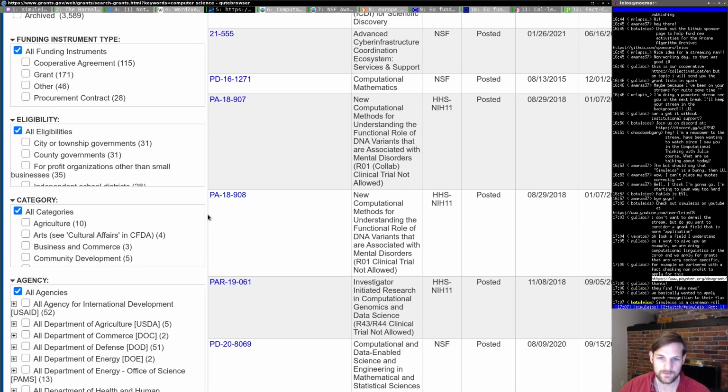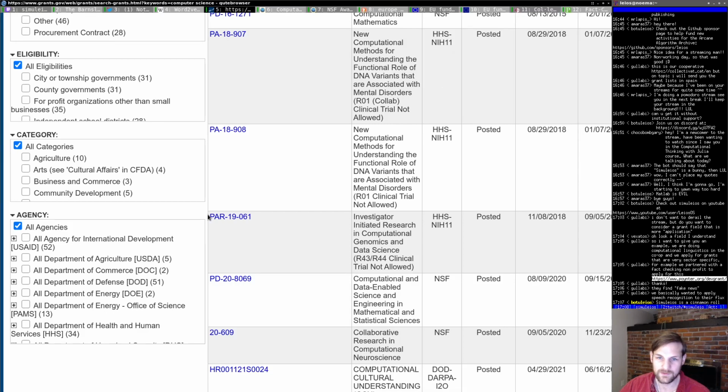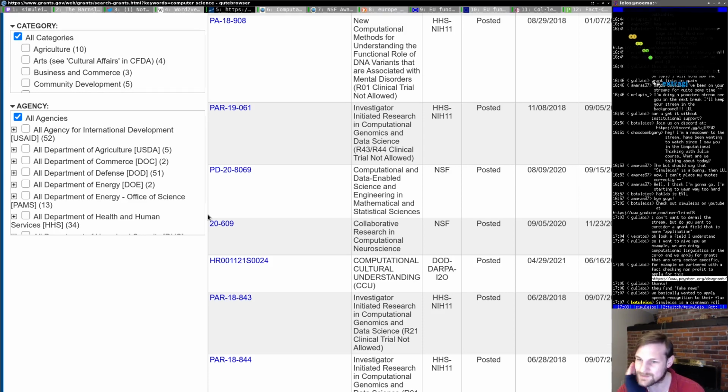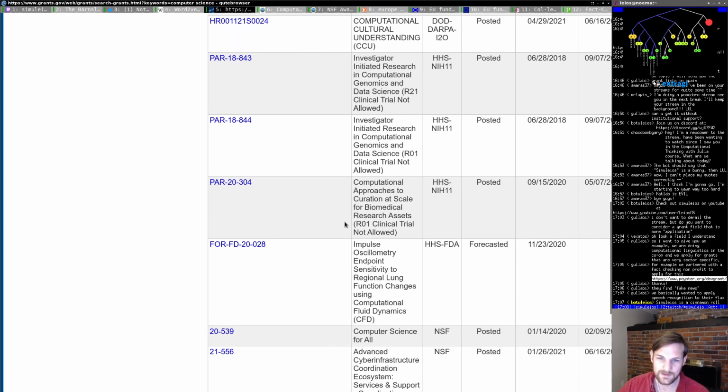Let's see, what do we have here? We basically want to apply speech recognition to their flux. Right, that makes sense. New computation methods for understanding the functional role in DNA variants. Every time I think about DNA, I go back to the good old-fashioned. I recently came across a language that is basically a full Turing-complete language in DNA transcription. It's pretty interesting. Collaborative research in computational neuroscience. Let's see. Investigator-initiated research. Computational approaches to curation at scale for biomedical researches.